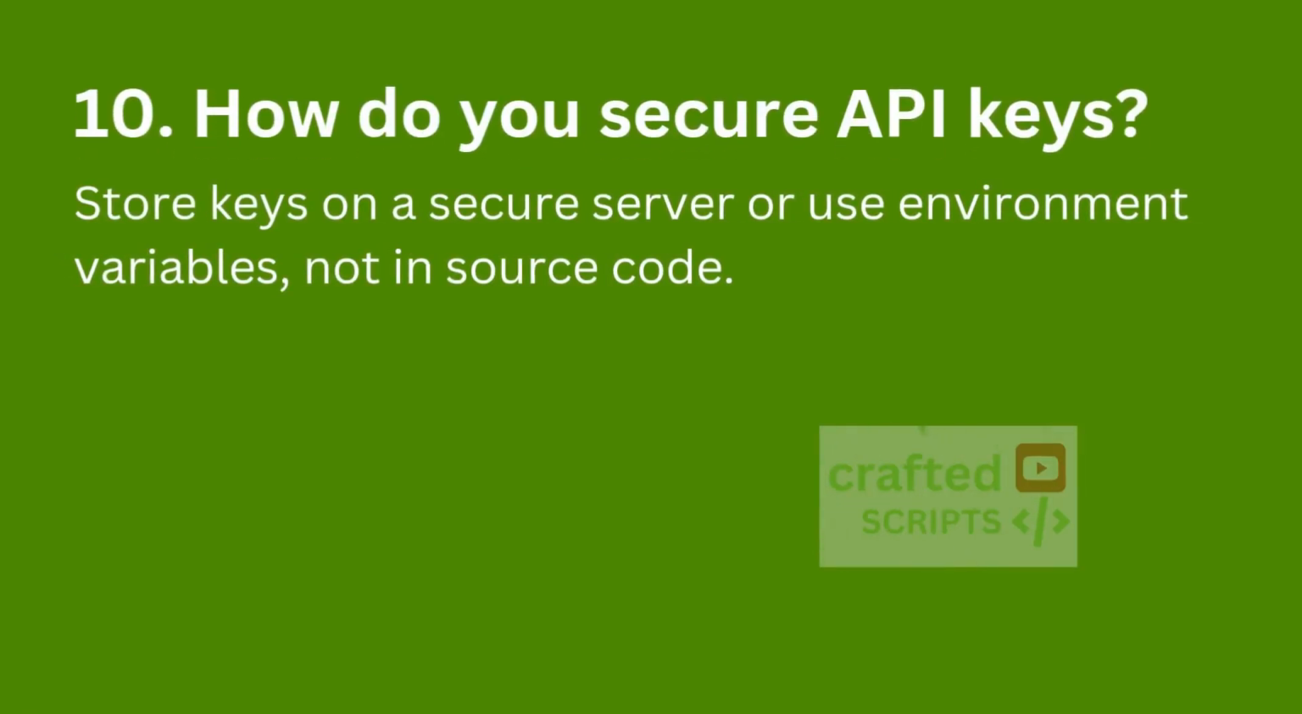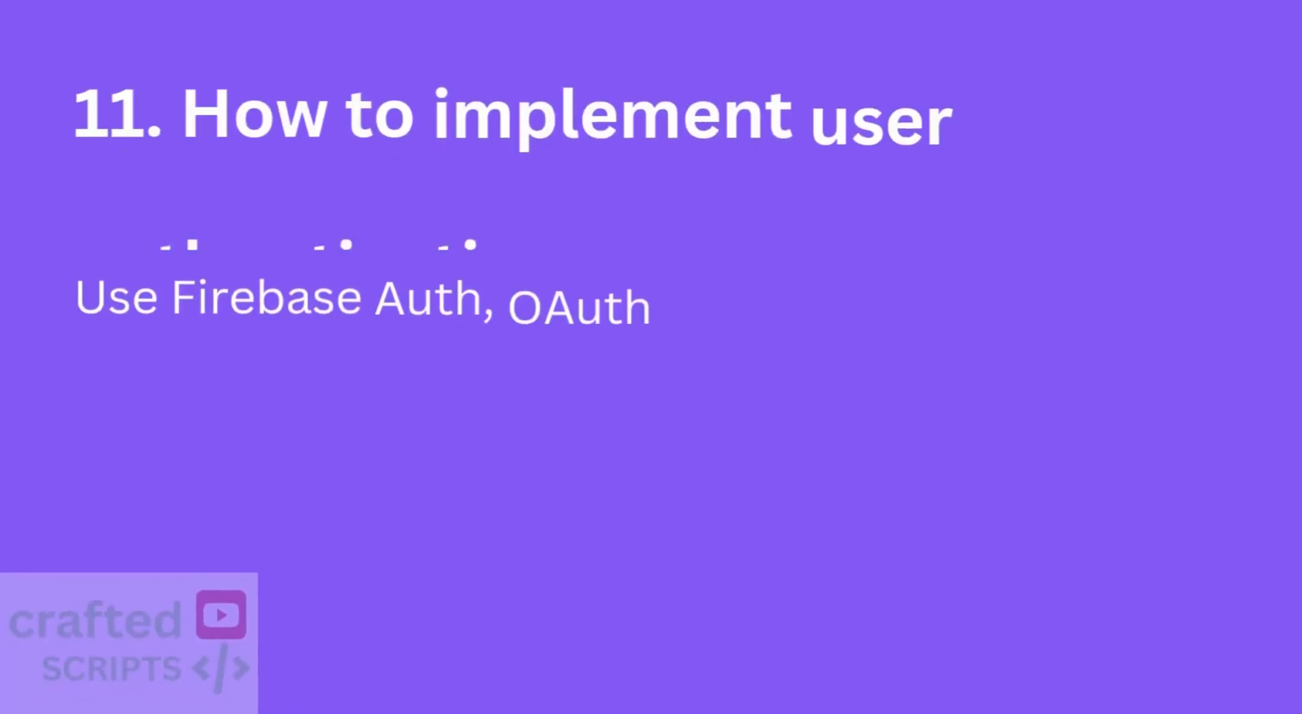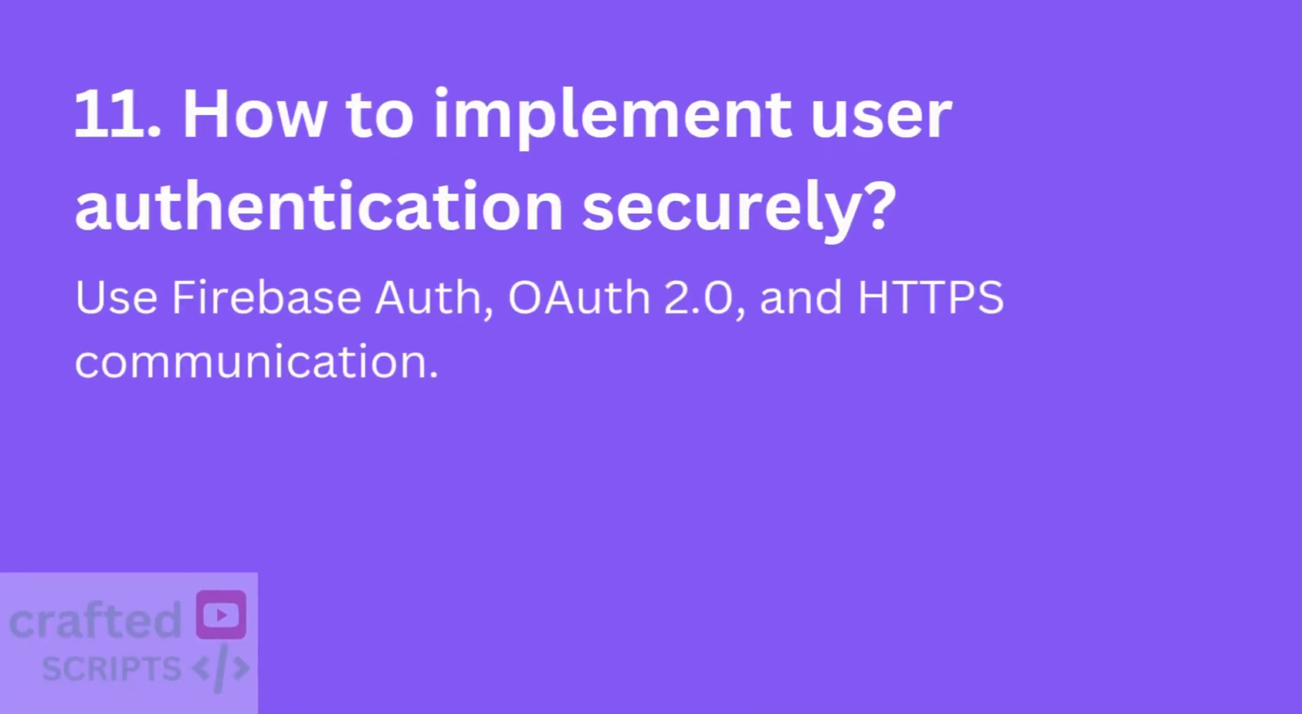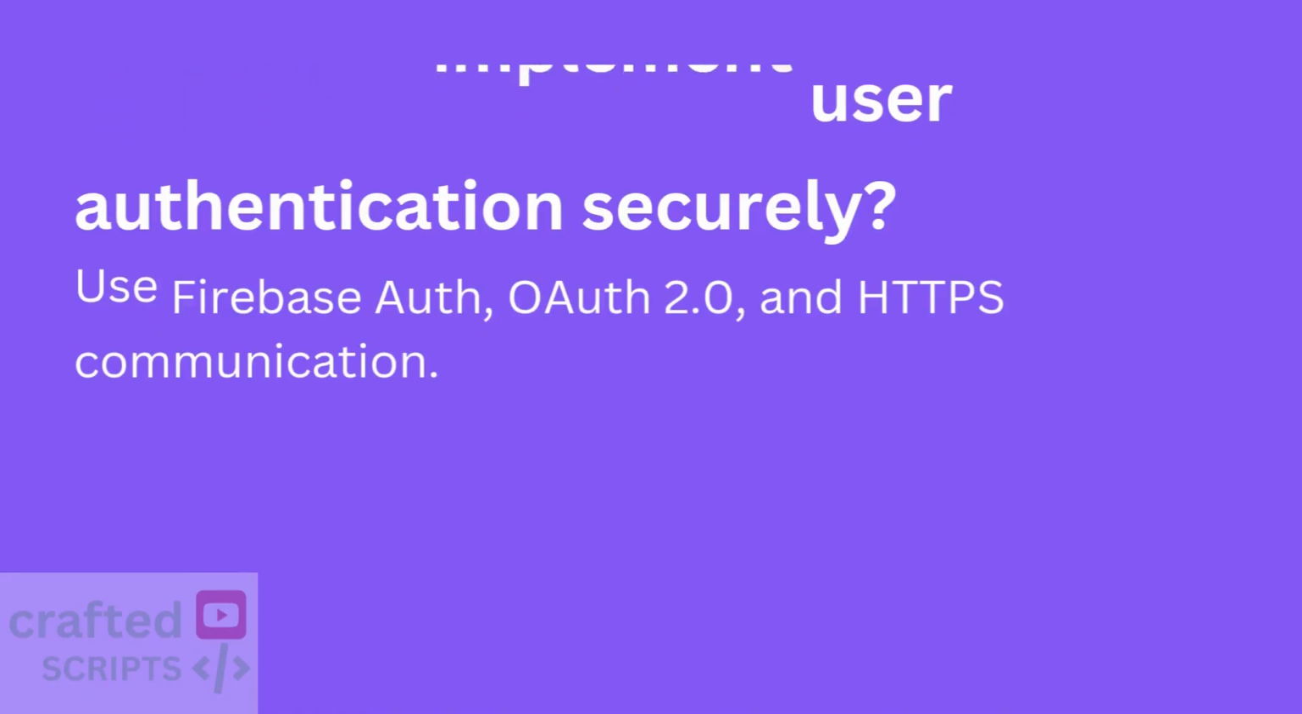Question number 10. How do you secure API keys? Store keys on a secure server or use environment variables, not in source code. Question number 11. How to implement user authentication securely? Use Firebase Auth, OAuth 2.0, and HTTPS communication.